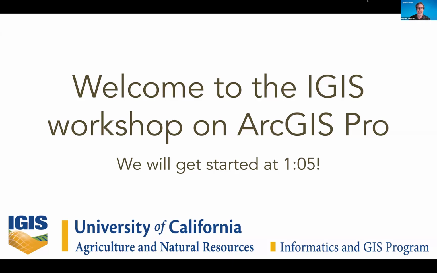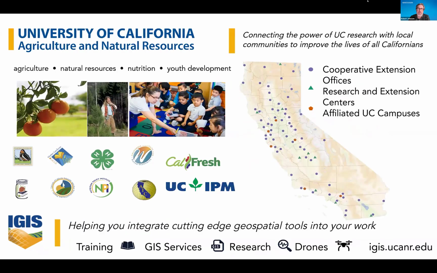So the first thing we like to do with all of our workshops is give a little background on our team and the University of California's Division of Agriculture and Natural Resources as a whole. I think from looking at the registration list, most of the people here are affiliated with ANR, so you know all about this. But for those of you who aren't, ANR is the public outreach arm of the University of California. Our job is to take all of the research that is happening in the university and disseminate it out to the public.